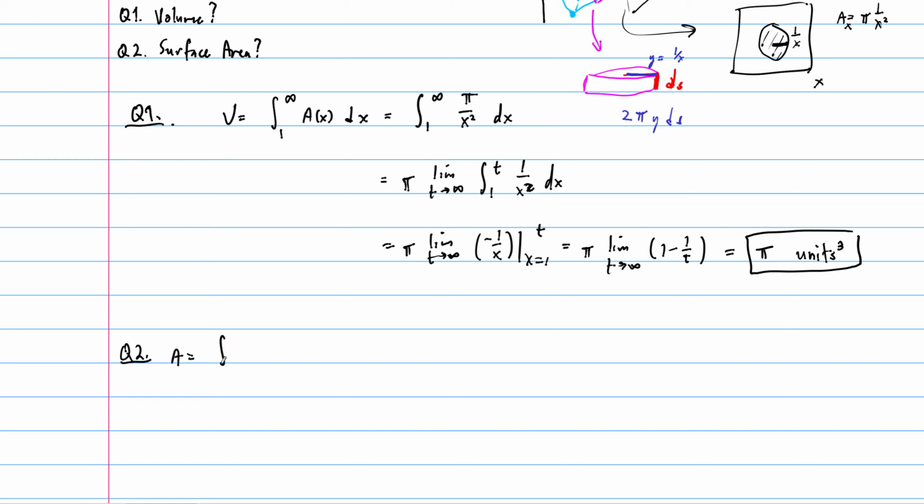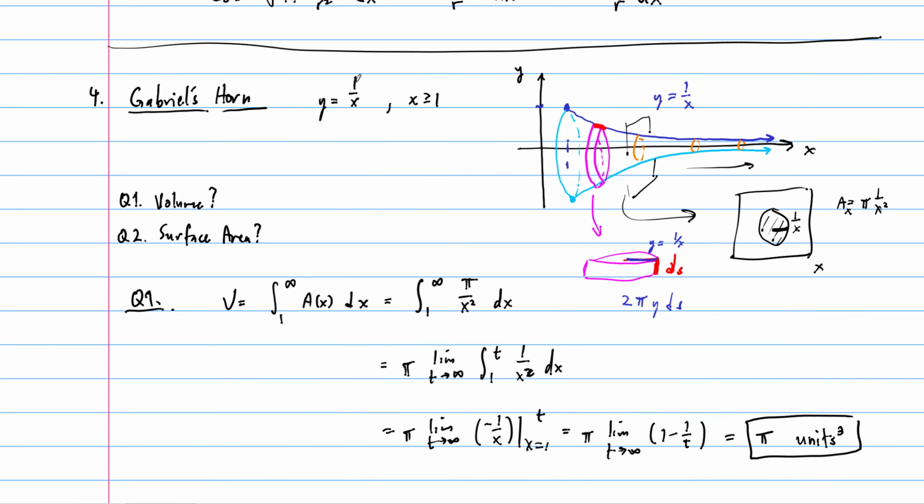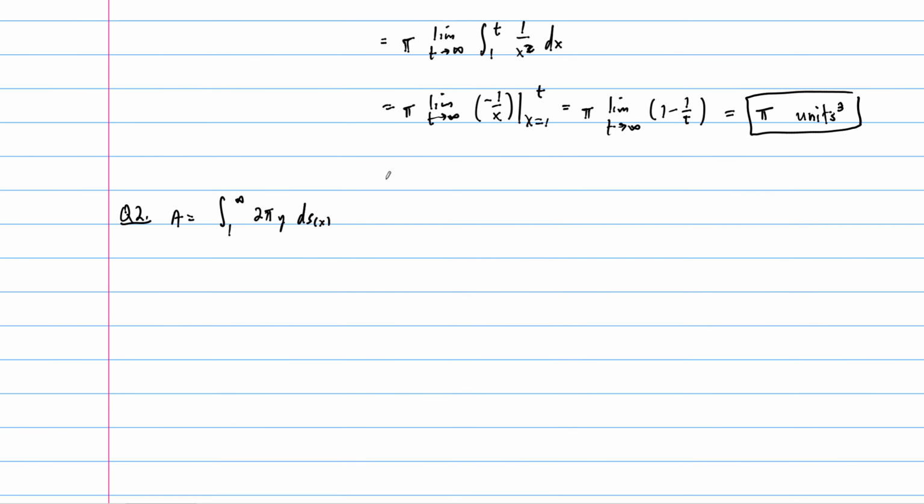The area is equal to, again, integral from 1 to infinity. That part's got to be the same, right? We're going to write our ds in terms of x, at least to start, and we can change it if we need to. But this is going to be 2 pi y. ds is a function of x. And then, as always, we need to compute this ds, right? So this is for the function 1 over x. So let's see what happens.